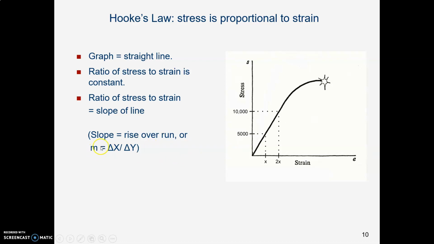So m, the slope of that line, is just how much it changes in the y direction over how much it changes in the x direction. In other words, stress over strain. It's a constant in this straight line, and whatever that ratio is for this particular material, that's the slope of that line, and it's a constant number all the way up.